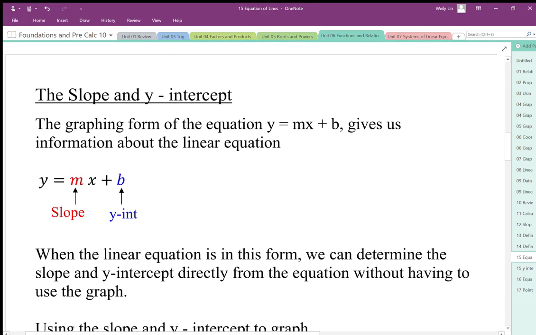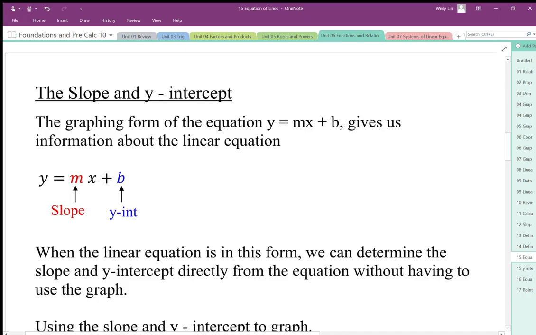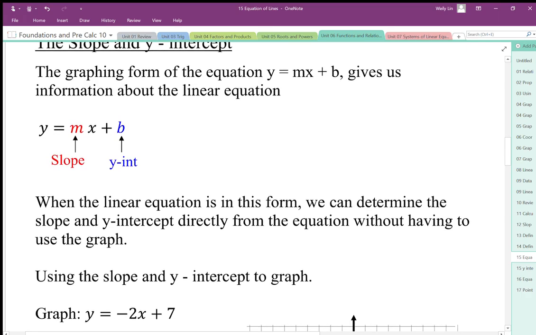So this equation, the graphing form of this, is what we call the graphing form or the slope-intercept form. Okay, so the y equals mx plus b, the m is our multiplier, and it tells us the slope of the equation. The b value is our constant value, and it tells us where we start, or the y-intercept, or the position of the graph when x is 0.